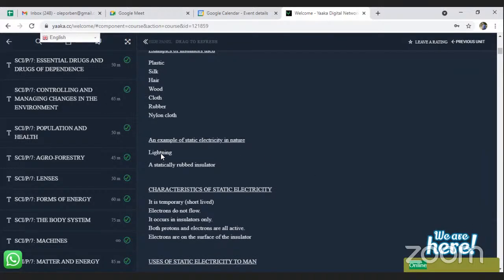When you're spelling the word lightning, you don't include the letter E. Are you seeing where my cursor is pointing? Don't include the E between T and N. So lightning is without that E. Then the other example is a statically charged insulator. Those are the two examples of static electricity in nature.